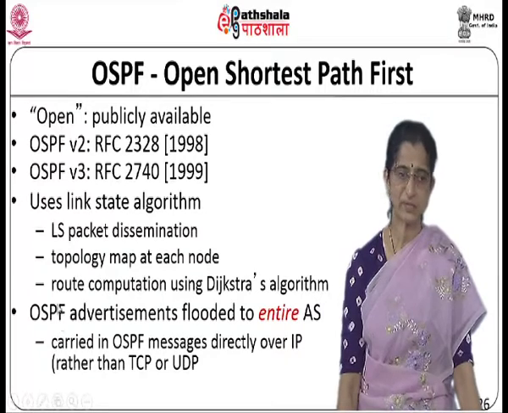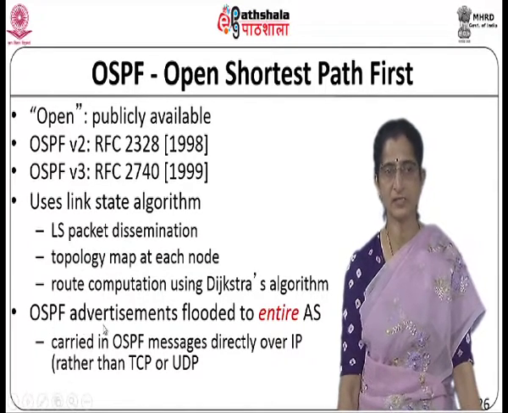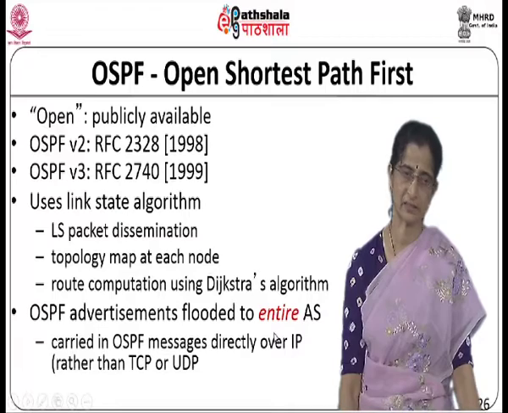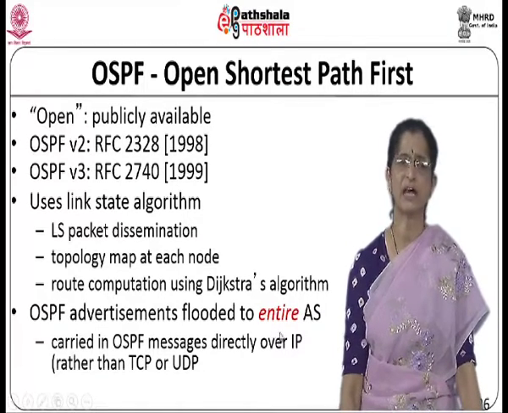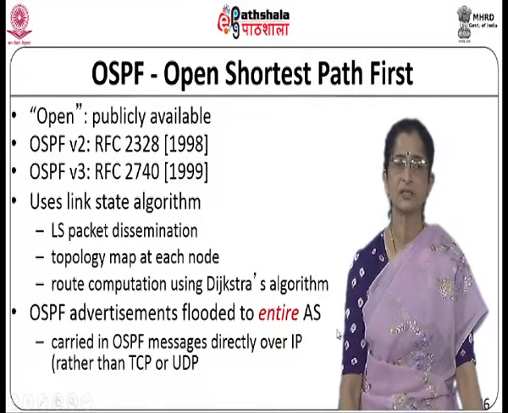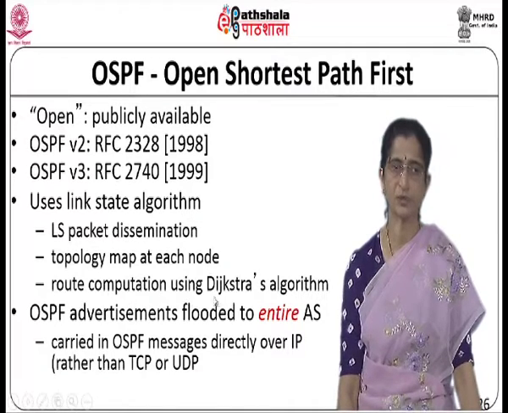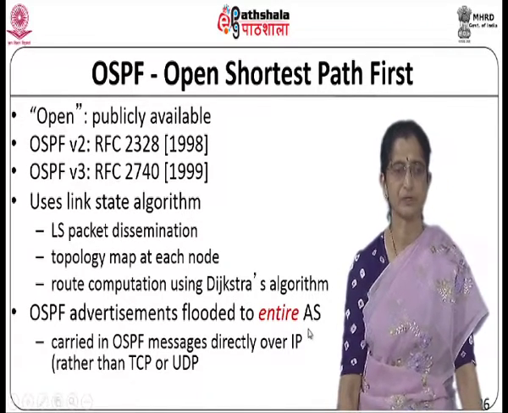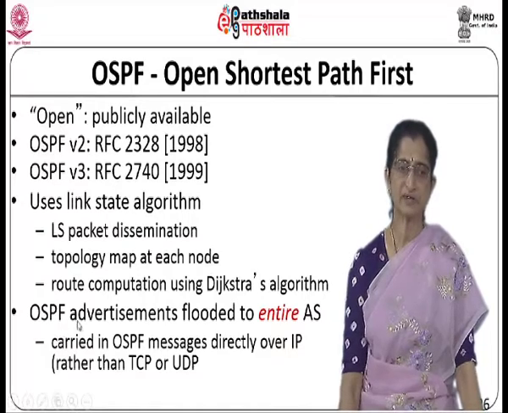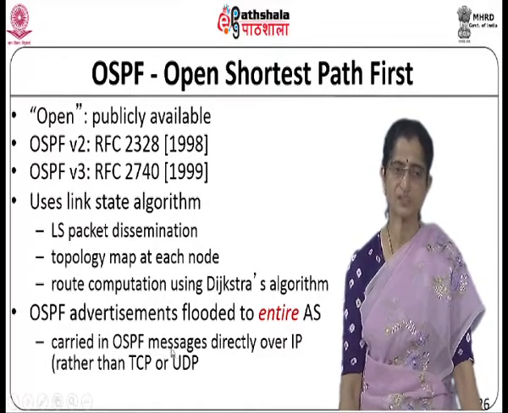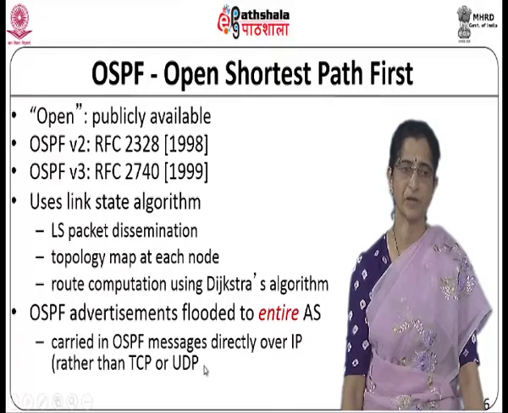So it uses special messages called OSPF advertisements, which are flooded onto the entire domain or the autonomous system as it is normally called. Okay. The domain over which the routing protocol is run is called an autonomous system. So these OSPF advertisements are carried in OSPF messages, which are directly carried by IP rather than on TCP or UDP.